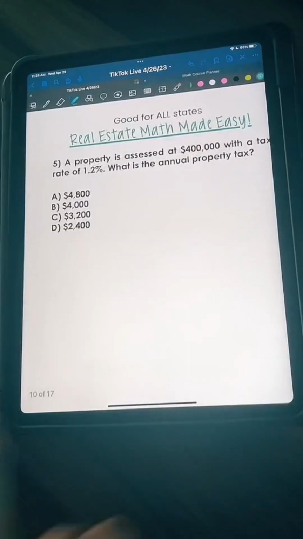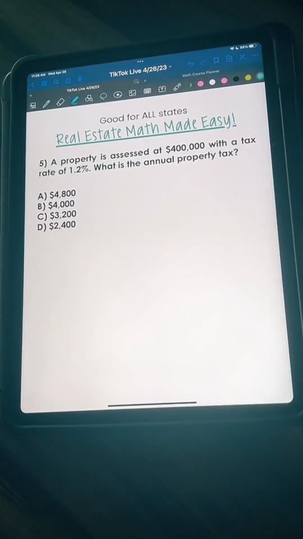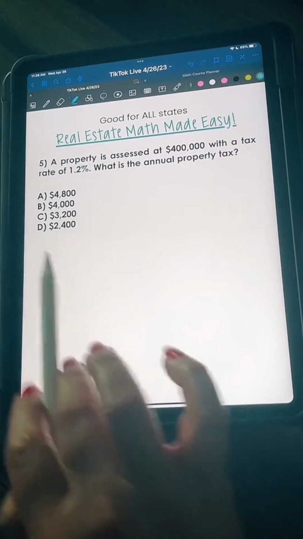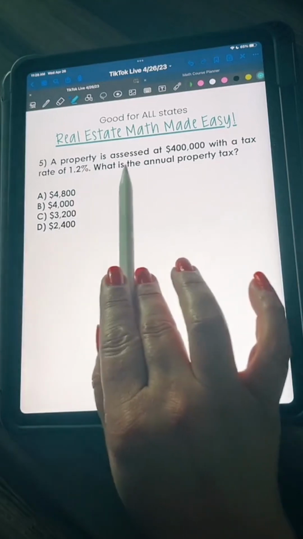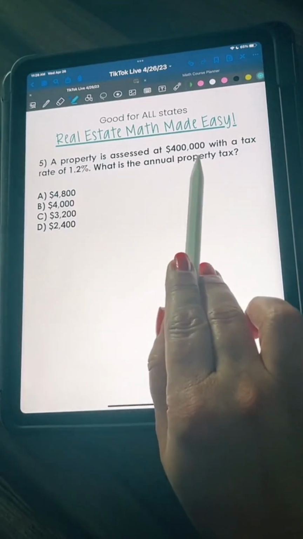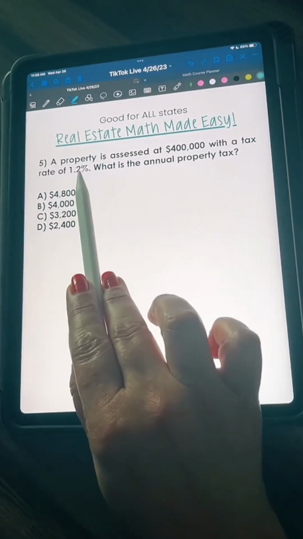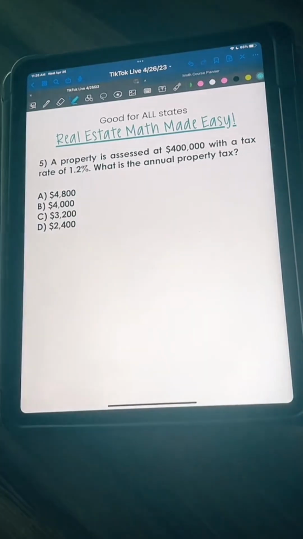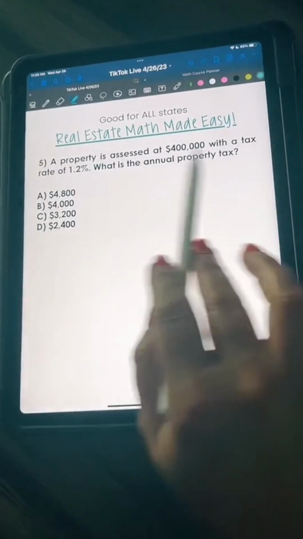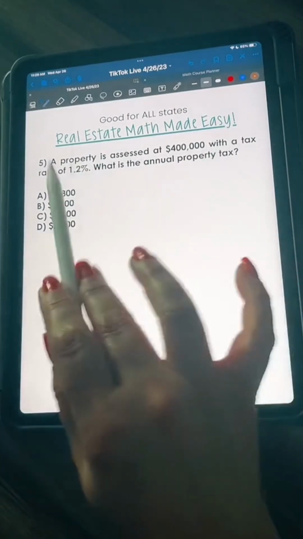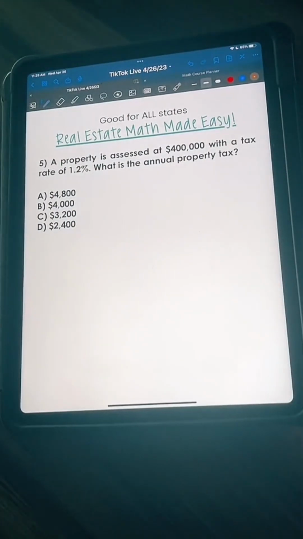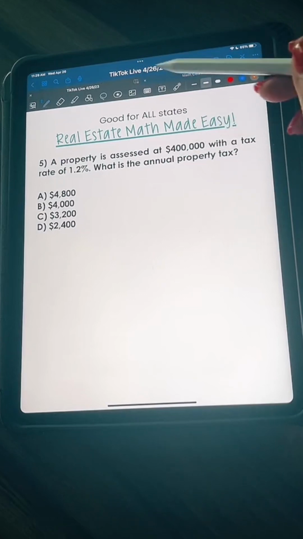All right, so let's move on to the next one, since that one apparently everybody got. That's awesome. Good job, guys. All right, so it says a property is assessed at $400,000 with a tax rate of 1.2%. What is the annual property tax? Here in this question, all we're going to do is just multiply these two. That's all. Okay? So since this is the assessed value, that's the whole amount, the total amount.